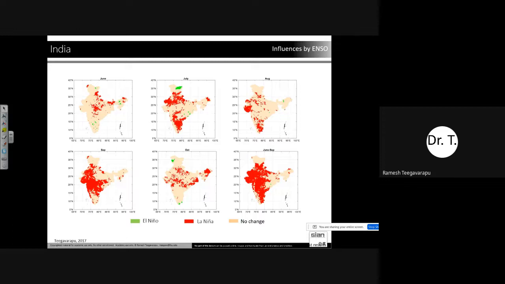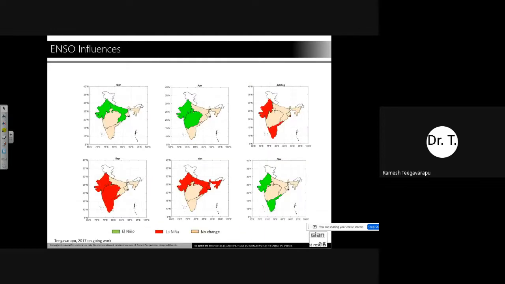You can see that from June to September, most of the western side and the middle central portion of India is affected by La Nina. And of course, you can see the progression. This is done using a gridded data set from IMD. Each pixel has been evaluated. We took the values, and then I evaluated the statistically significant differences.